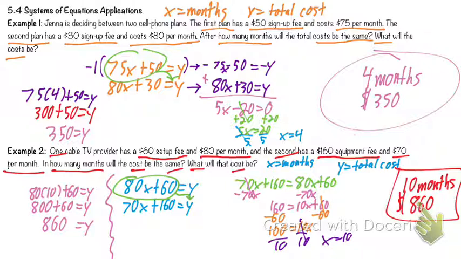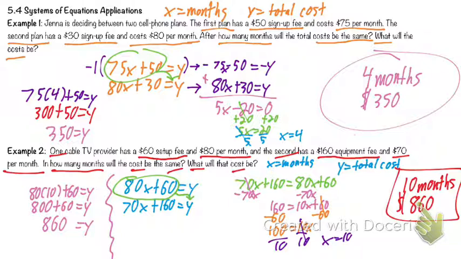So after 10 months, you've already paid the startup fee, that's that equipment fee, and then every month after that, you're just paying 70. Versus 10 months in, you've paid the 60, but you're paying 80 now. So I'm going to agree with Isaac on this one, actually. The cheaper per month one is going to be the cheaper one after 10 months.